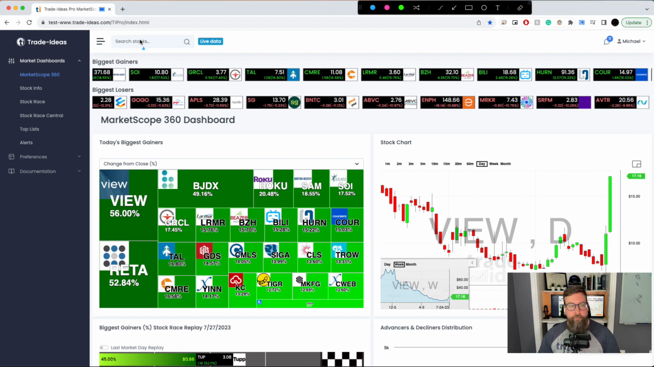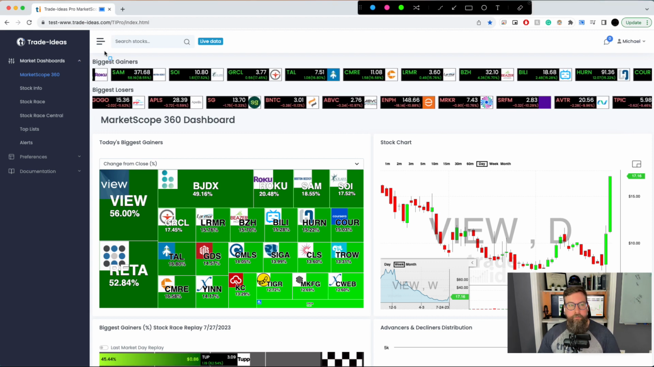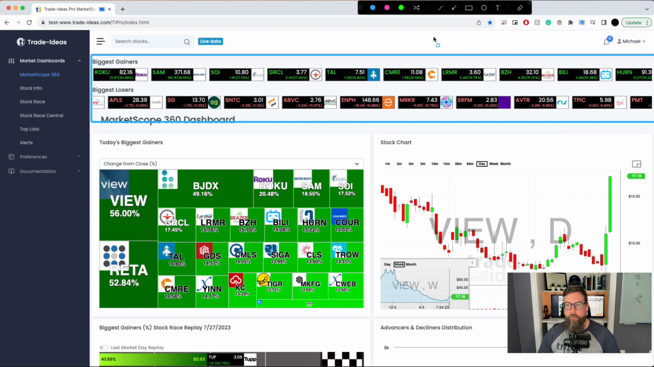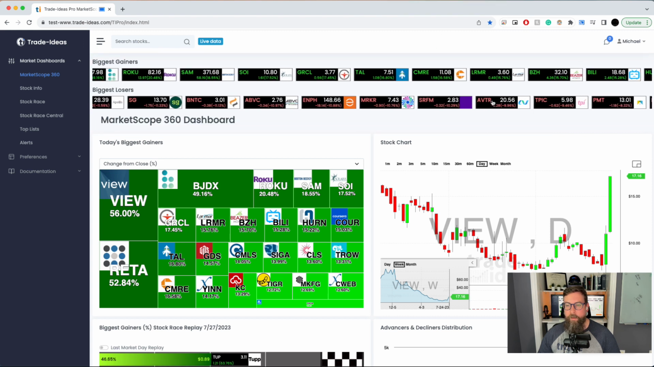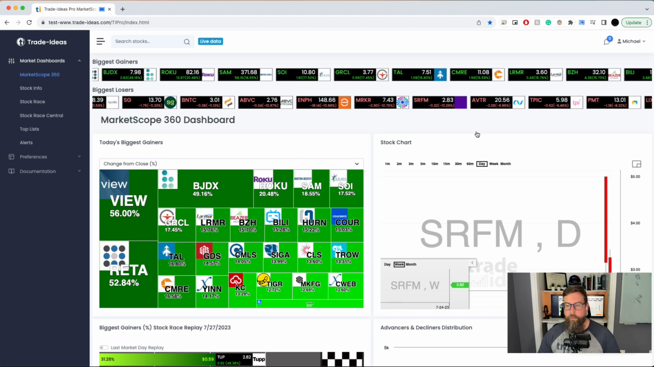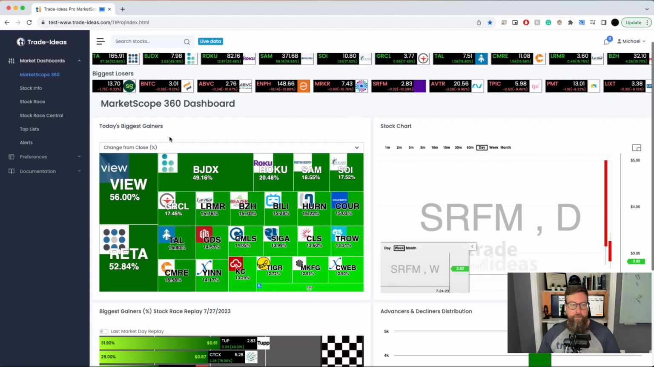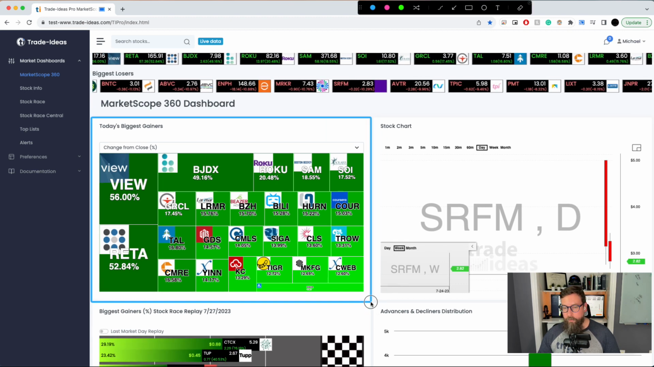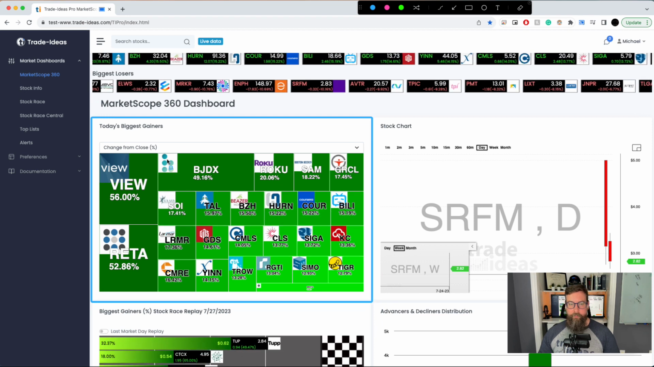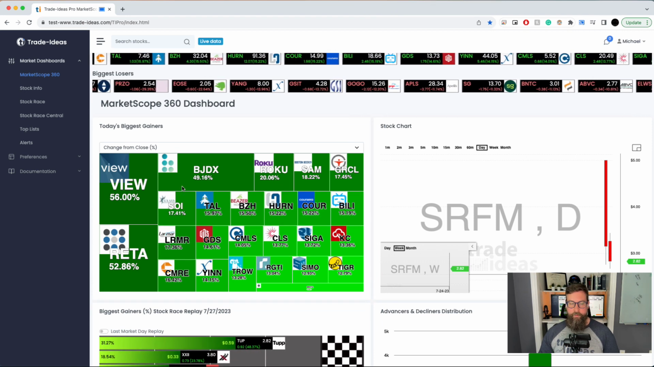So quickly, right at the top, we have the biggest gainers and losers on the day, and they're scrolling by in real time. You can click on these at any time and have your chart update with what's going on. Below this, we have a tree map, also known as a heat map, that has some options for what's moving at any given time.